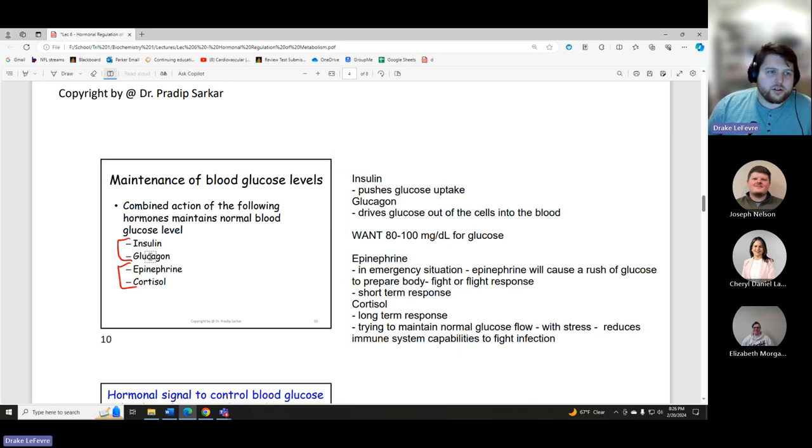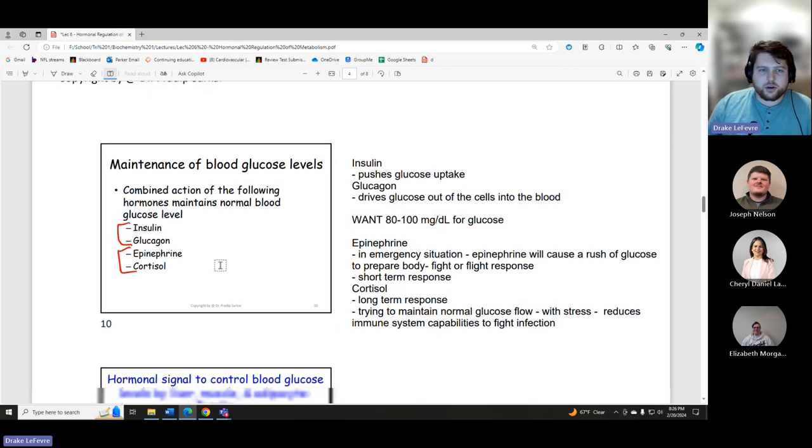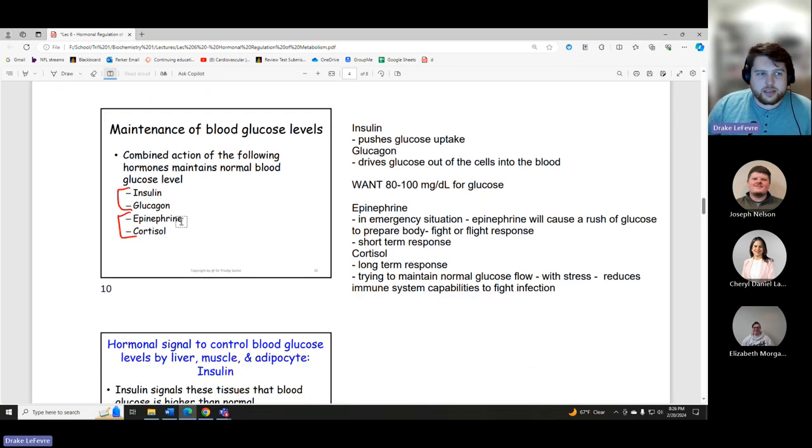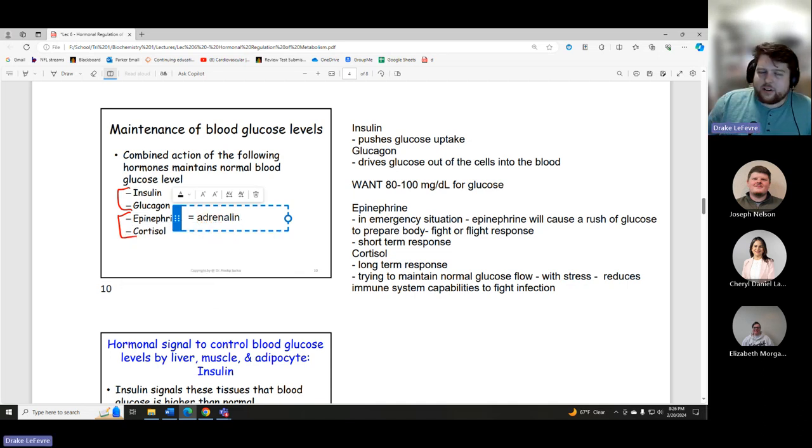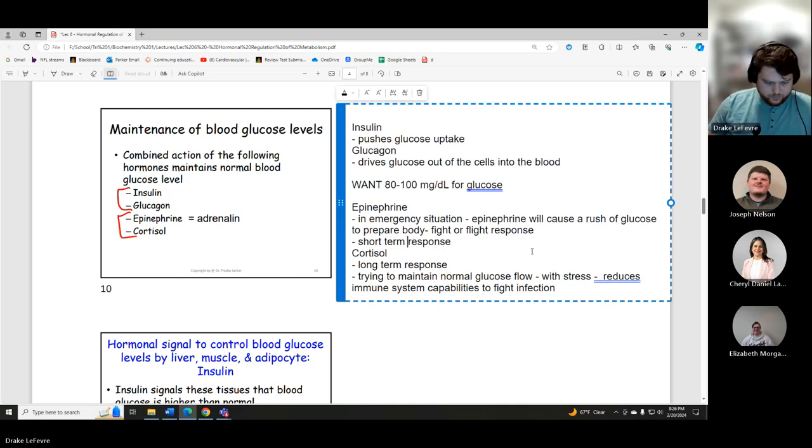So insulin lowers our glucose, glucagon increases our glucose, and epinephrine is the same thing as adrenaline. If any of us have experienced an adrenaline rush, we start to shake, we get really jittery, we get really wide awake. That's because our blood sugar suddenly spikes. And that's much more of our short-term stress response. Fight or flight.